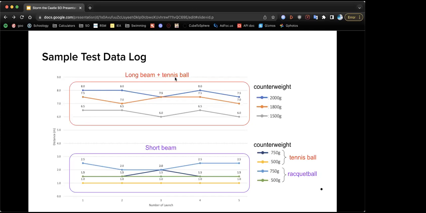You have to log down your different test runs so that the hosts know how your precision and accuracy are. And same goes for a short beam. All right, yeah.